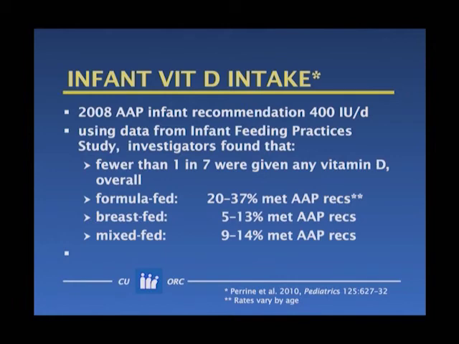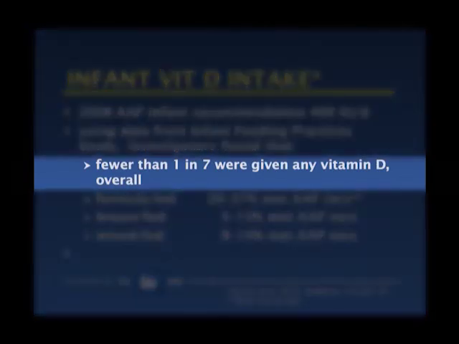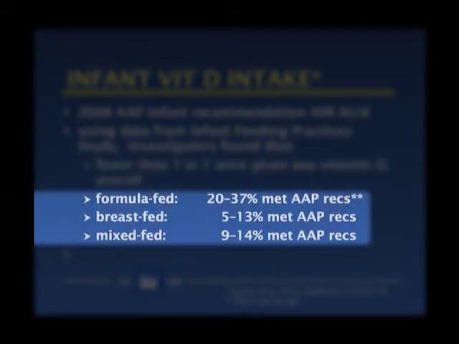And what I'm sharing with you today is the results from a paper that was just published this month in the journal Pediatrics. That noted that fewer than 1 in 7 children in the first year of life were given any vitamin D at all. And those who were formula fed did best, not because formula is better than breast milk, but because formula contains some vitamin D.